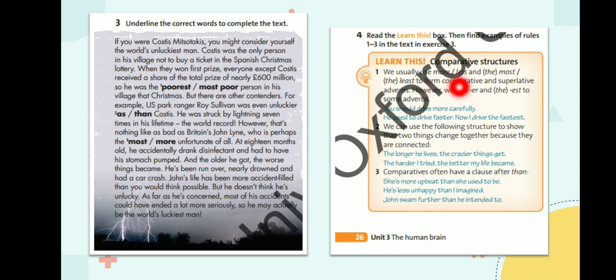The first one, we usually use more, less, and the most, the least to form comparative and superlative adverbs. However, we add er and the and es to some adverbs.